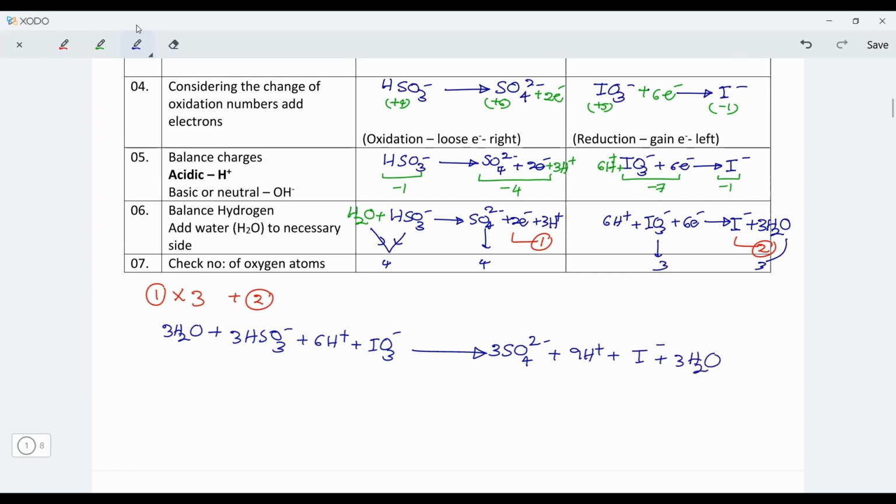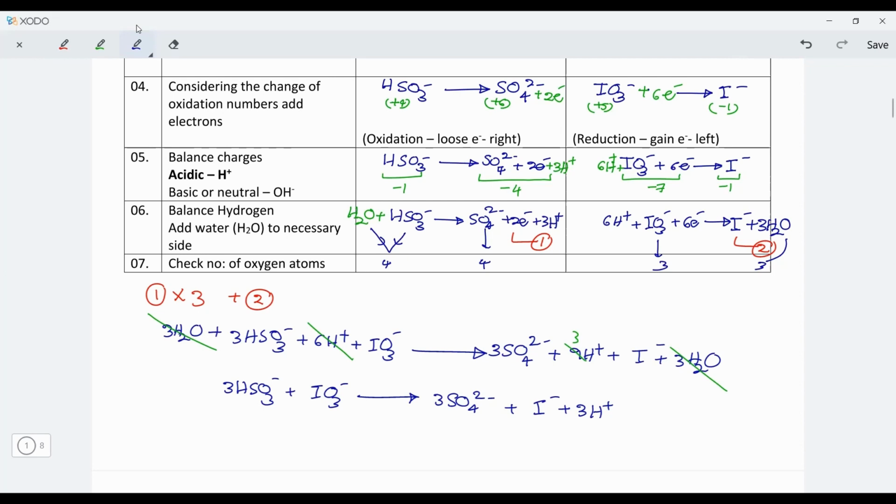Now you can see water and H plus are coming on both sides. You have to simply cut them. Now here you have 3 water molecules and here you have 3 water molecules. And here you have 6H plus. Here you have 9. So that means 3 will remain. Then you can get the final reaction: 3HSO3 minus and IO3 minus goes to 3SO4 2 minus and I minus plus 3H plus.